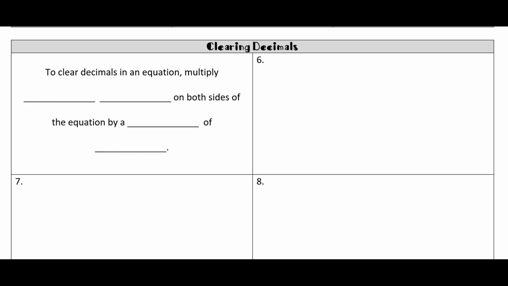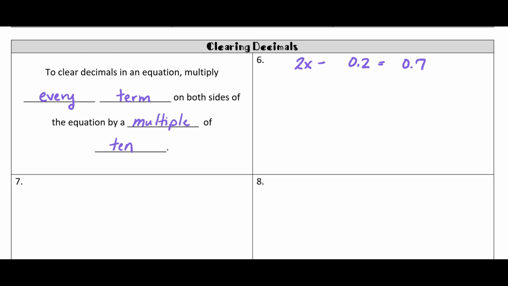In the next section, we're going to talk about how to clear decimals. So to clear decimals in an equation, we're going to multiply every term on both sides of an equation by a multiple of 10.